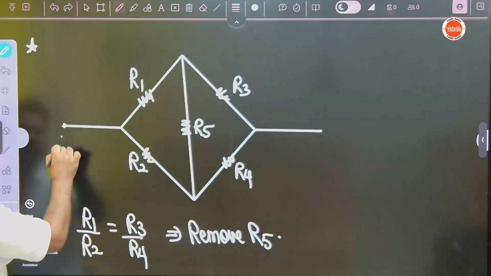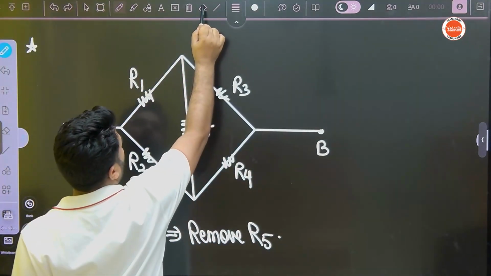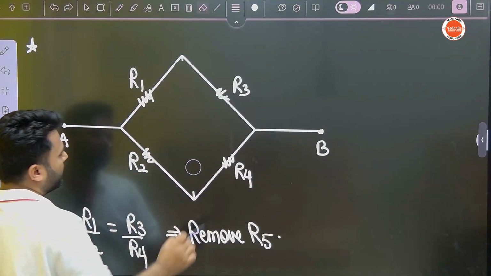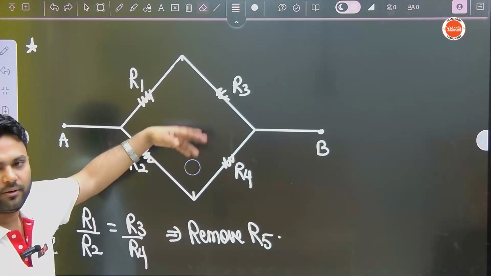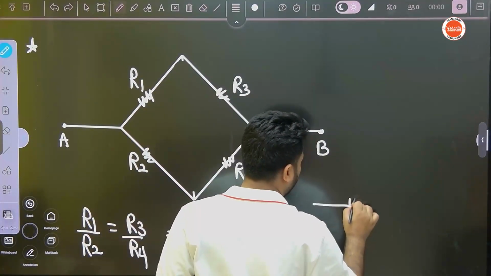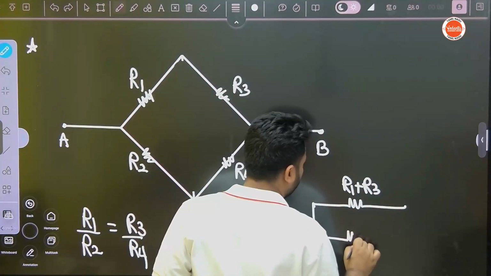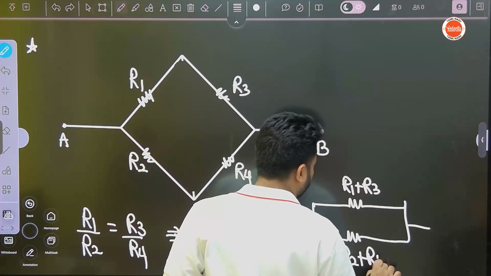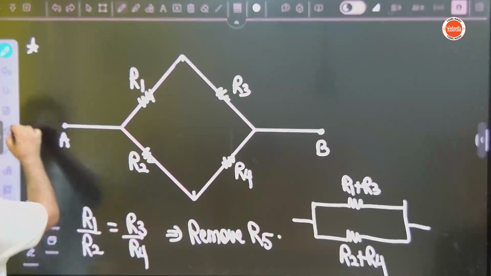Now, if they ask what is the equivalent resistance between A and B, it will be very simple. Because no current is flowing, you remove this. Now what you can see is these two are in series and these two are in series, and they are in parallel. Means it is like this: R1 plus R3 in parallel with R2 plus R4. And now you can do whatever calculation. Meter bridge is based on this.